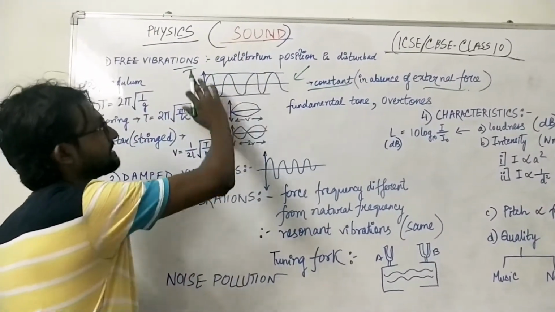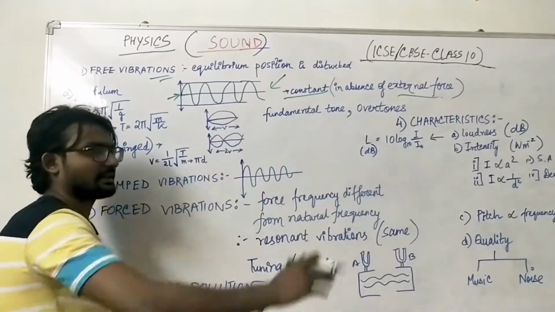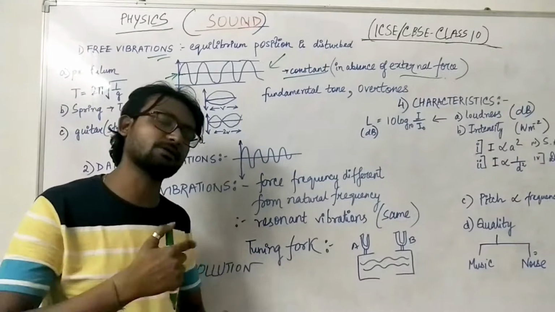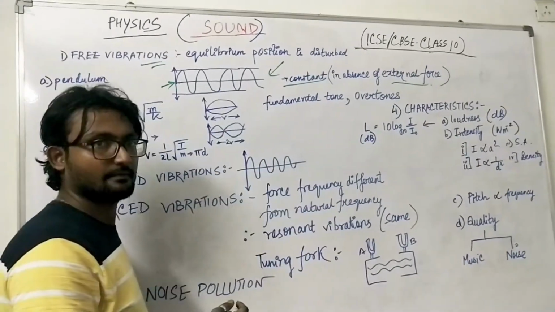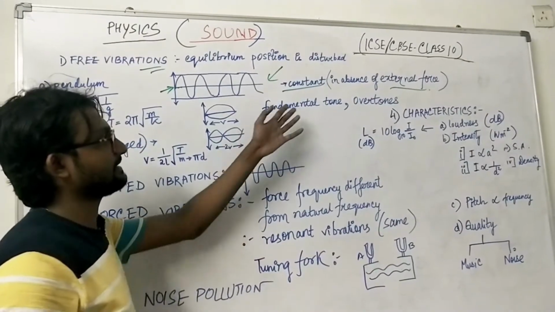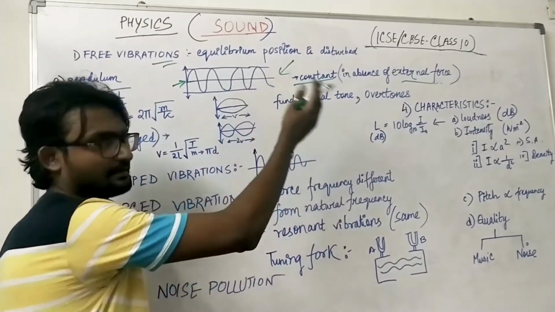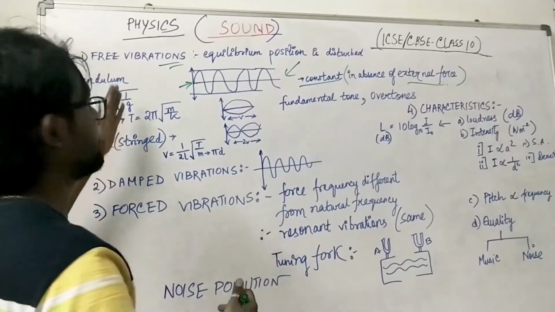Free vibration means any object, like any machinery, is going on like this and this, and a constant speed is being maintained. If it is not constant, in the presence of an external force, I am applying a force, it will stop. So it's a different thing. So now I will come over here to the formulas for free vibrations.